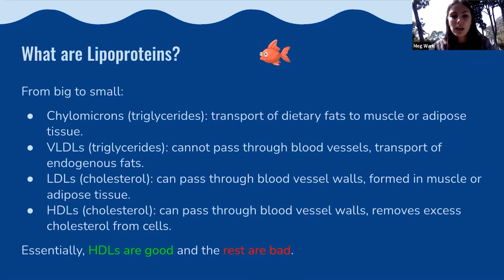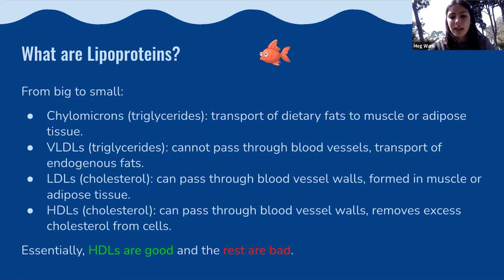From biggest to smallest, we have chylomicrons. These are triglycerides, and they are responsible for transporting dietary fat to muscle or adipose tissue. Then we've got very low density lipoproteins, which also are triglycerides. They cannot pass through blood vessels because they're too big to squeeze through the endothelium, and they're responsible for the transport of endogenous fat. Then we've got low density lipoproteins.